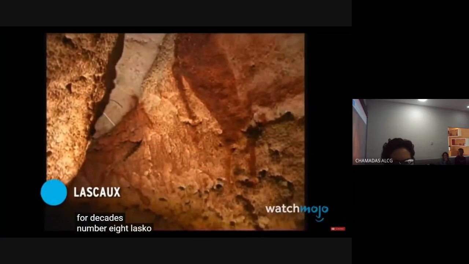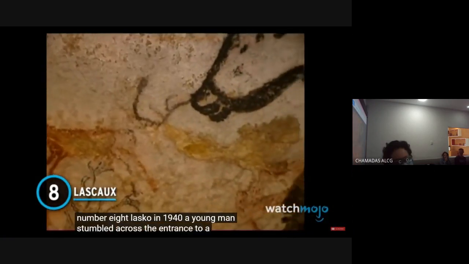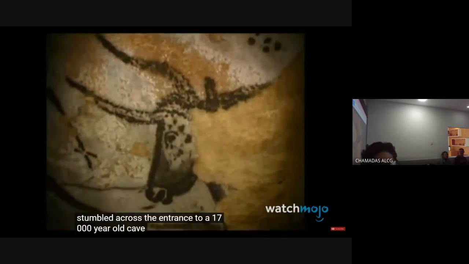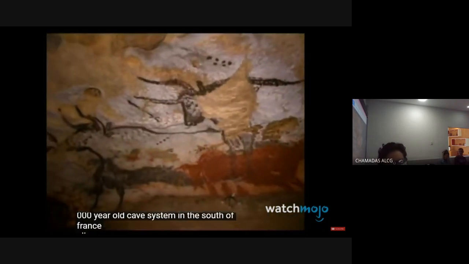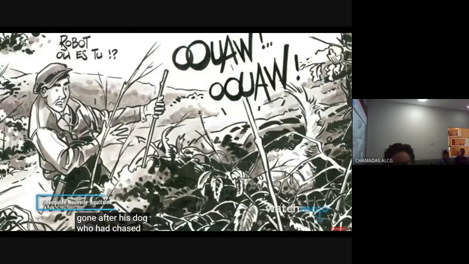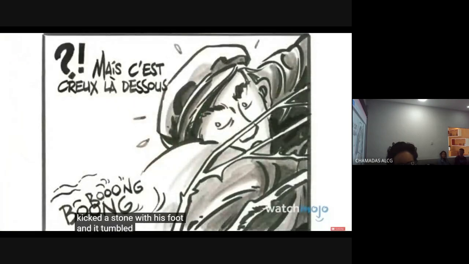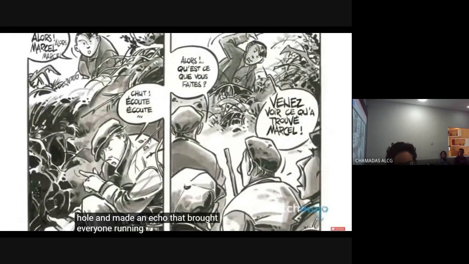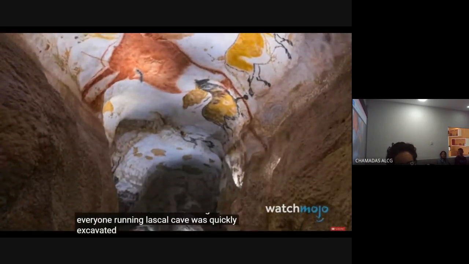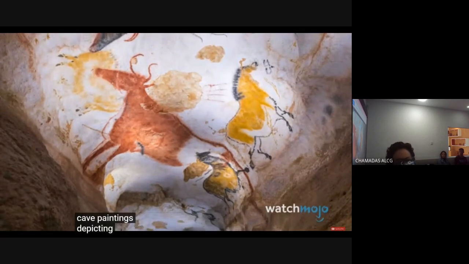Number 8. Lascaux. In 1940, a young man stumbled across the entrance to a 17,000-year-old cave system in the south of France, all thanks to his dog. On this day, he had gone after his dog, who had chased a fox or a rabbit, when he kicked a stone with his foot, and it tumbled down into this little hole and made an echo that brought everyone running.